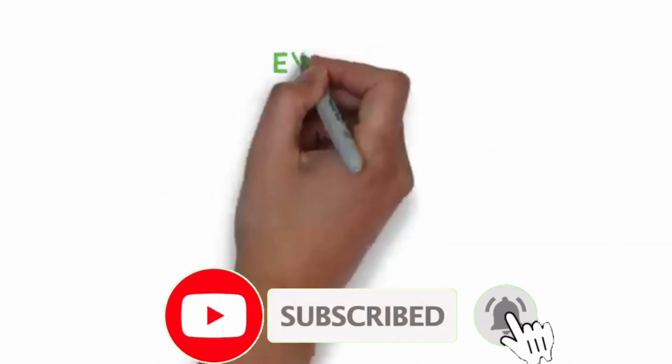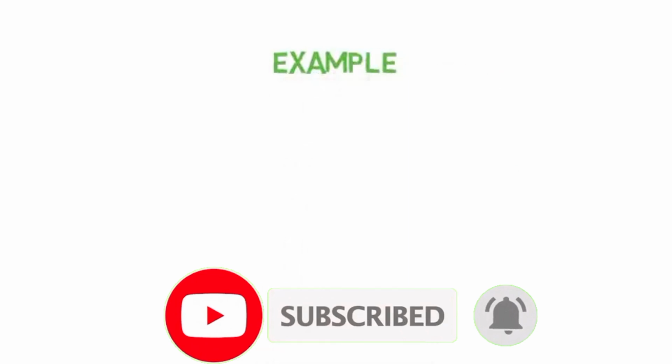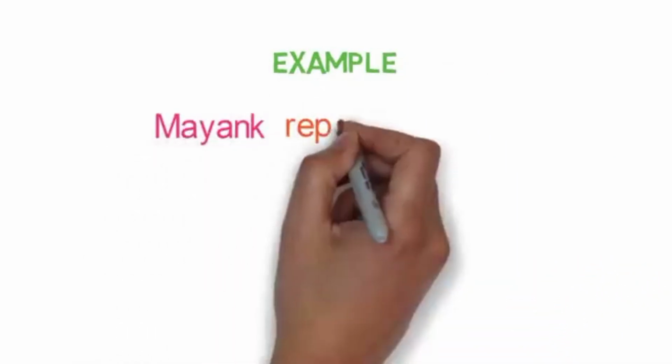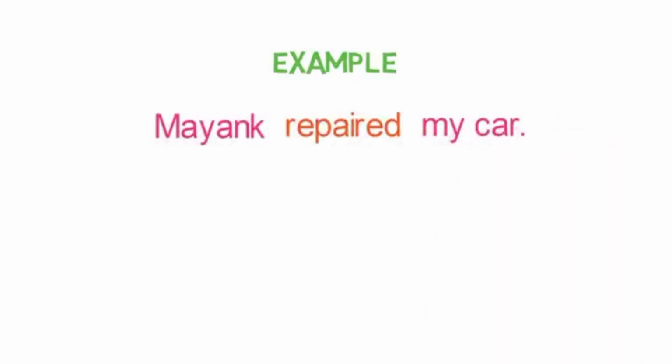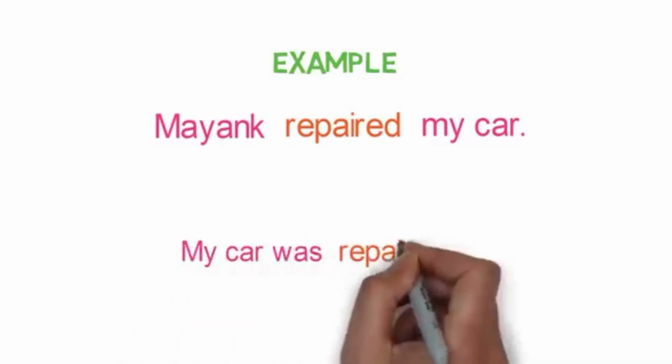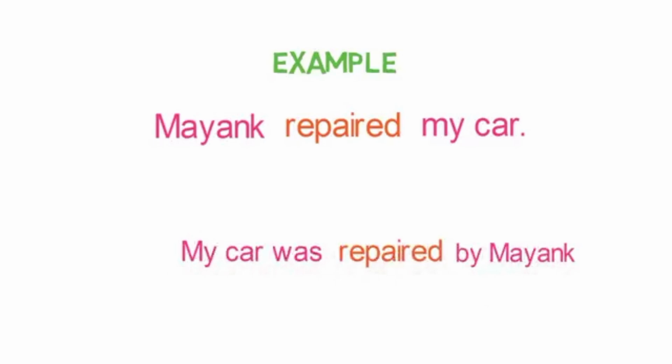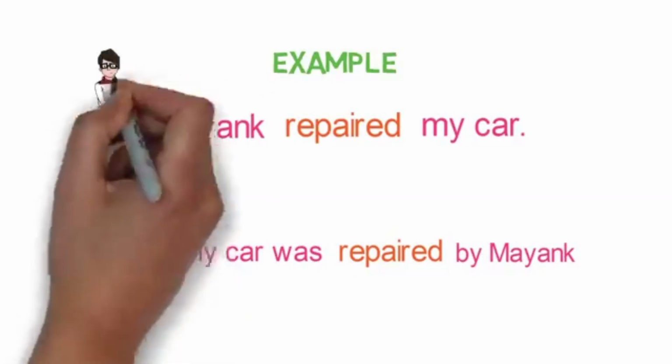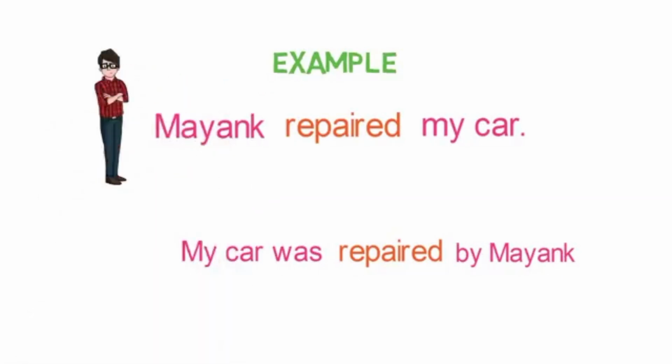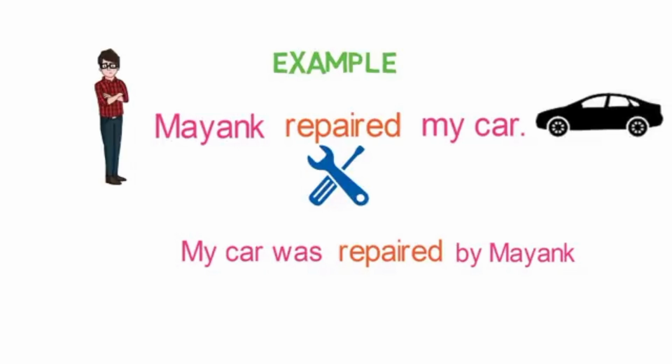Let's see an example here to make things clear. Active voice: Mayank repaired my car. The same sentence in passive voice is: my car was repaired by Mayank. Both the sentences are same in meaning, but the context changes. In the first sentence, subject Mayank is given more importance and we get to know that he is the person who is performing the repair activity on the car, which is an object.